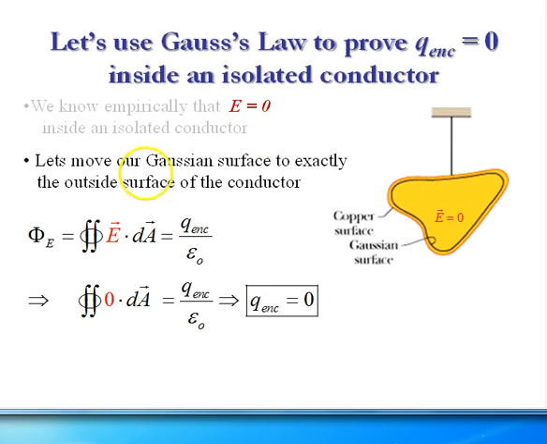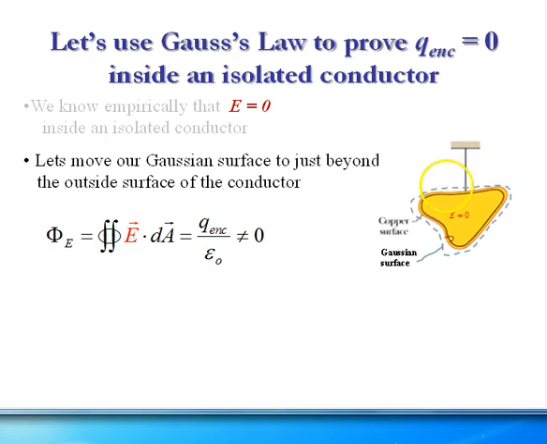We can move our Gaussian surface. If we continue to push it outward, let's push it so it's literally right on the surface of the conductor here. Well, the electric field is still equal to 0. If it's equal to 0 inside, there can't be any flux through. So the electric field is still equal to 0, so the charge is equal to 0.